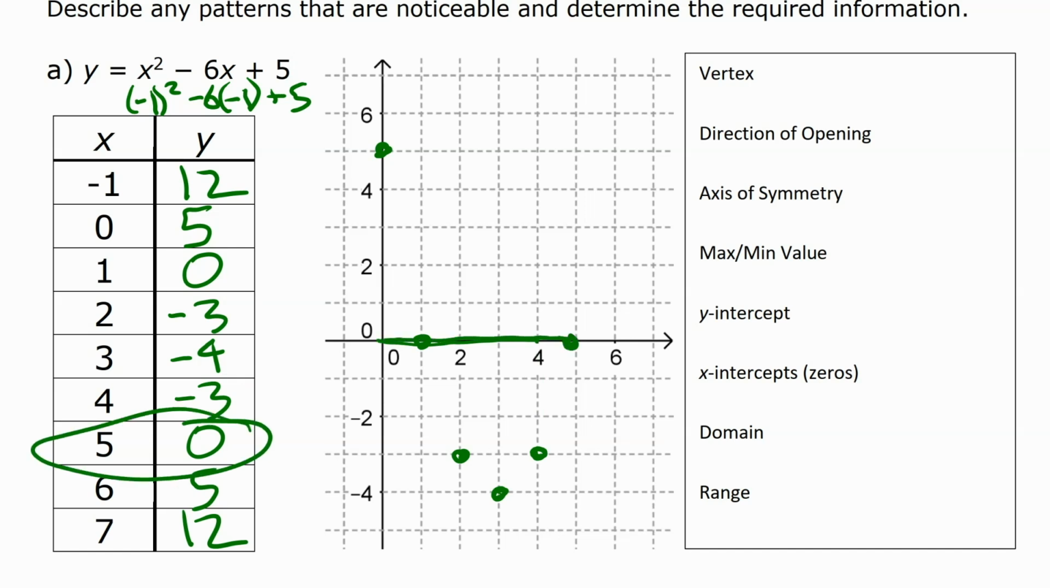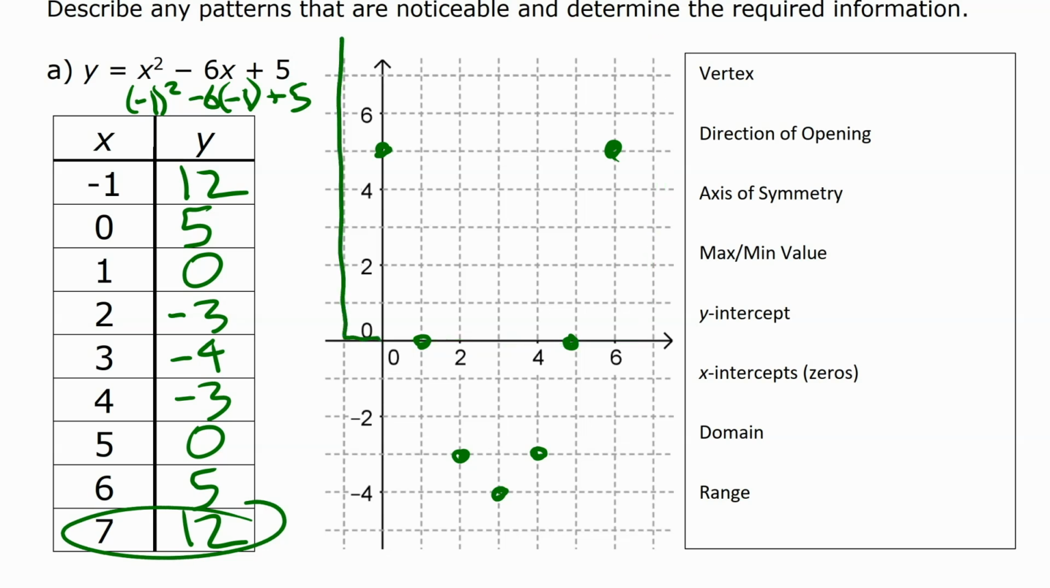5, 0 is that one. And we've got then 6, 5, 6, 5 is that one. And as we said, these other two here, 7, 12, 7, 12 is off the grid up there somewhere, and negative 1, 12 is off the grid up there, but it's good to know those are there.